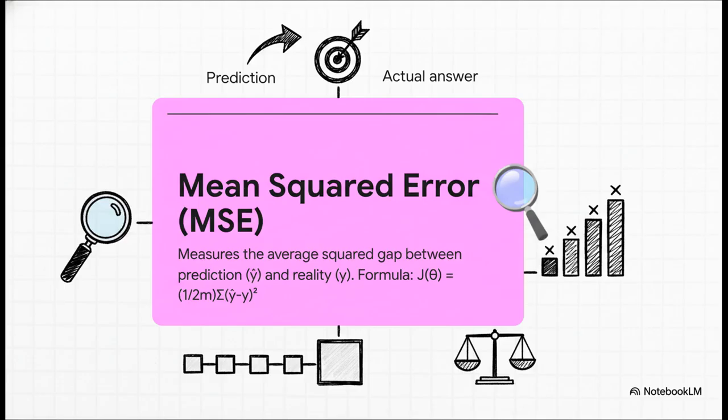Inside the parentheses, we take our prediction and subtract the actual answer. That gives us the error for just one example. Then we square it. And this is a really important engineering decision. It makes sure all our errors are positive, but even better, it heavily penalizes really big mistakes. Finally, we just add up all those squared errors and take the average. And what we get is a single number, our cost, that tells us exactly how well our machine is performing.